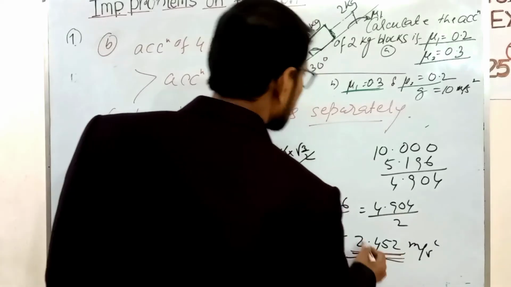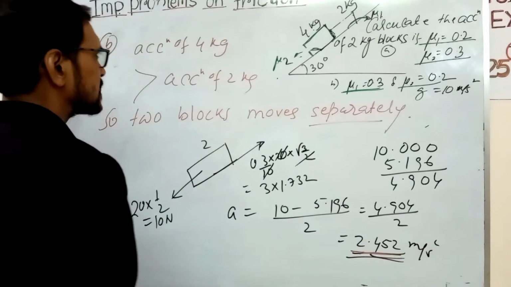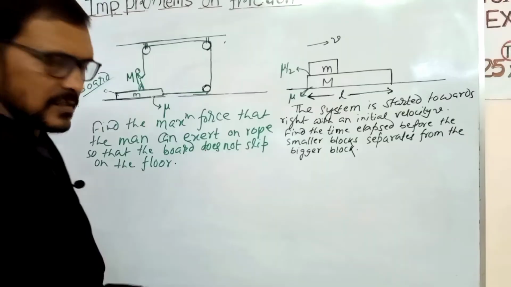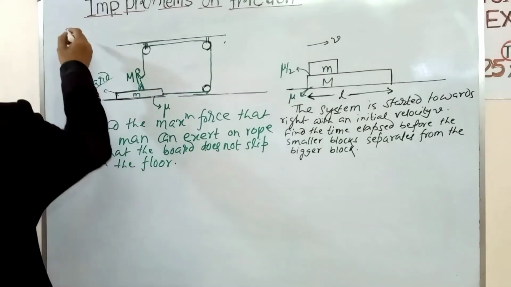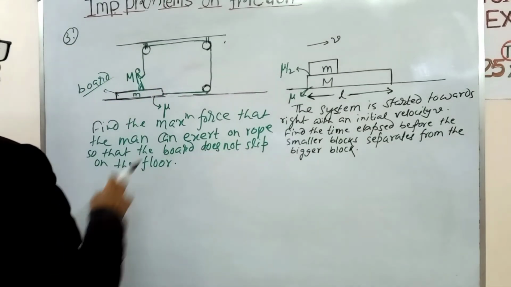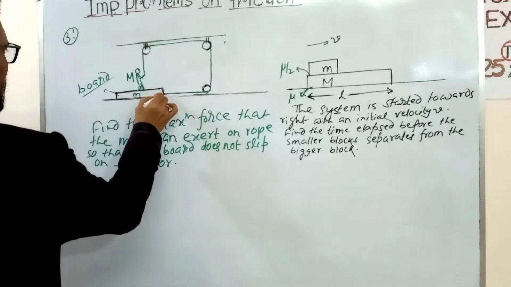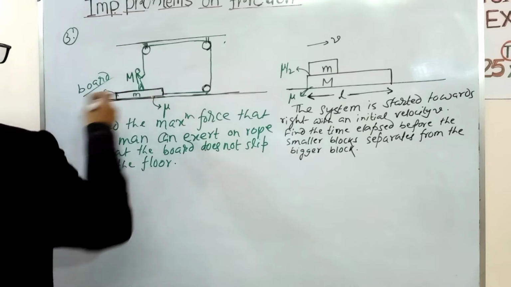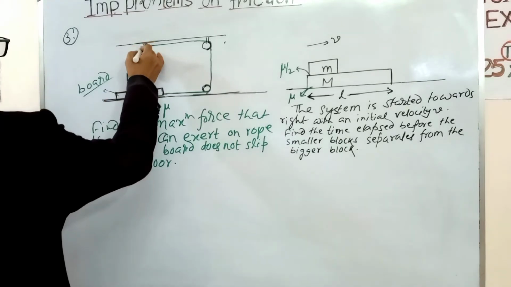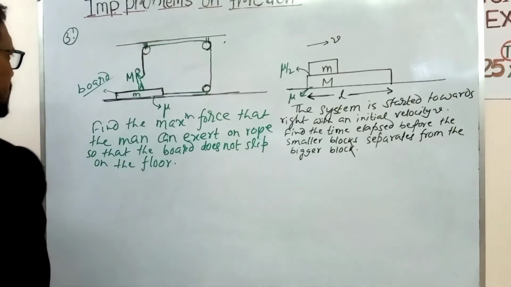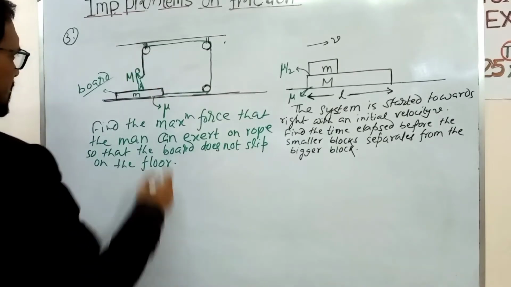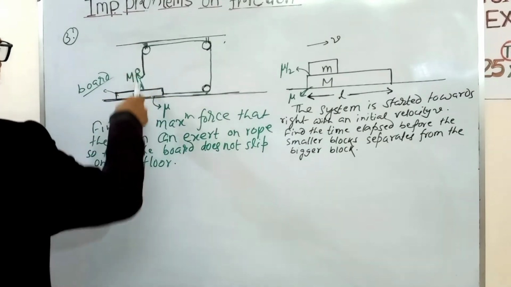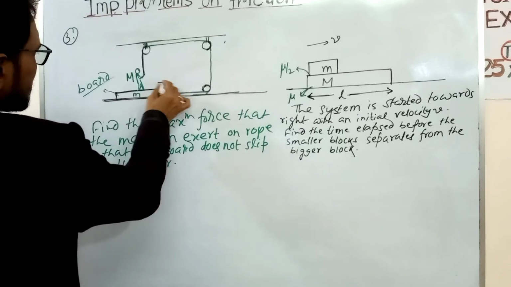So this is the acceleration of the 2 kg block for the second case. The next problem is a board placed on the ground, and a man on the board pulls the string shown in this diagram. This string is attached to the board. So if the man pulls the string, then the board can move in this direction.